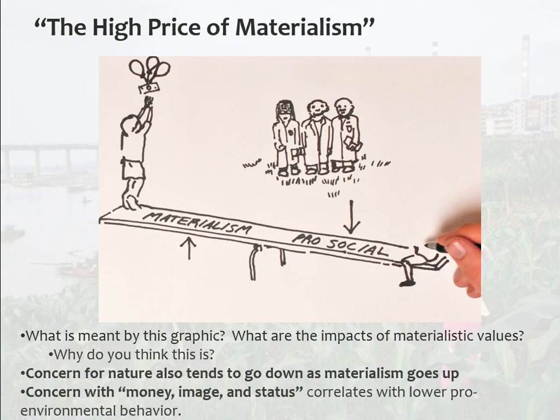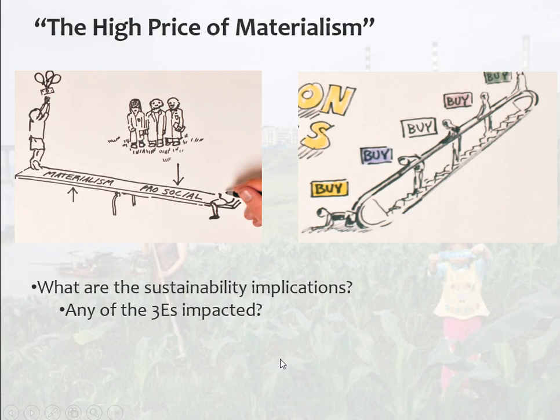Okay. And so again, the concern with money, image, status, these materialistic impulses correlates with lower pro-environmental behavior. Okay, and so there are some clear sustainability implications. Again, the focus of this lesson is materialism and consumption. So as you focus on materialism, your consumption tends to increase, and so your pro-environmental behavior tends to decrease, your pro-social behavior tends to decrease, and also from the third E perspective, the economy.